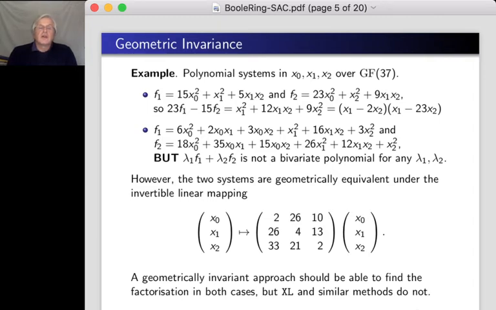So ideally, an equation solving approach should be able to find equivalent factorizations for both systems. The second system would just have a factorization that had 3 terms in each of the 2 factors rather than 2 terms. So a geometric invariant approach should be able to find the factorization in both cases, but XL and similar Gröbner basis methods are unable to do this because they essentially have to be lined up. The factorizations have to be lined up in a very particular way with the coordinate axes.